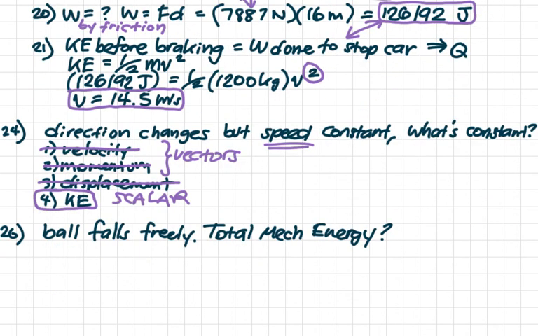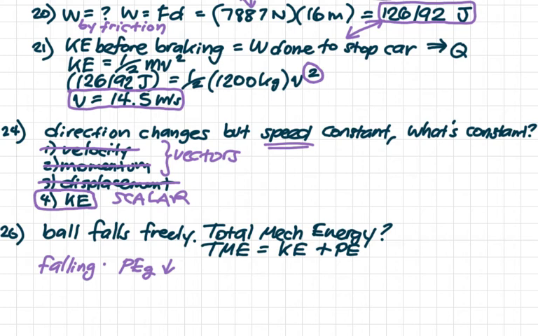26, this says a ball is falling freely. What happens to the total mechanical energy? Well, let's remember that the total mechanical energy is the sum of the kinetic energy plus the potential energy. And so as a ball falls freely, your potential energy is going to decrease because you are losing height, and then the kinetic energy is going to increase because the speed increases as you fall.